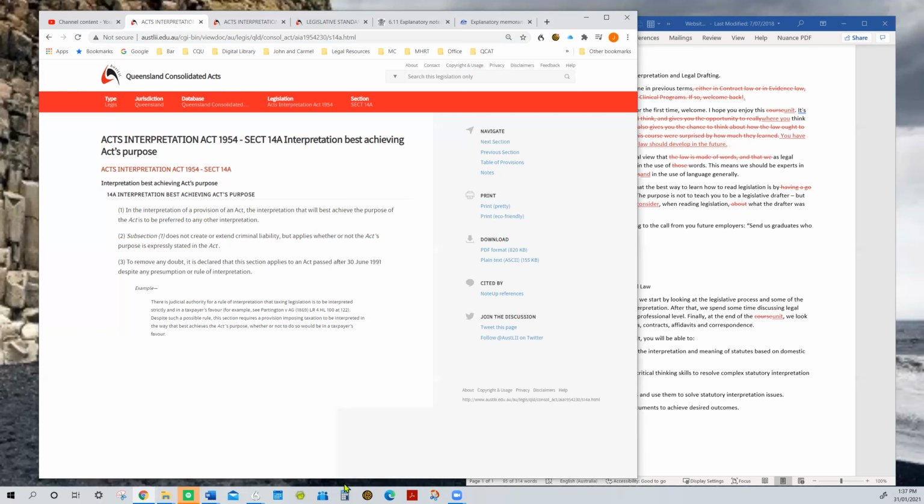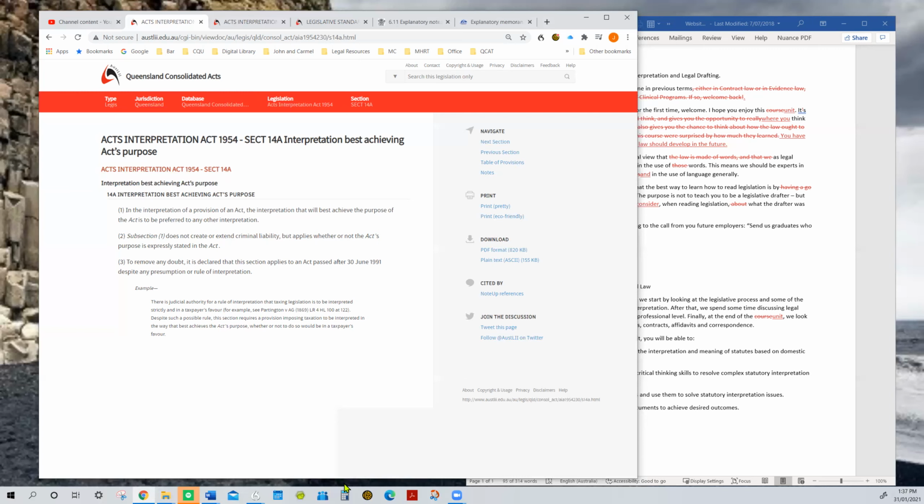Subsection 1 does not create or extend criminal liability. And number 3 is it's declared that this section applies to an Act passed after 30 June 1991. That might give a hint as to when it was introduced, despite any presumption or rule of interpretation. Now, have a look at the example.